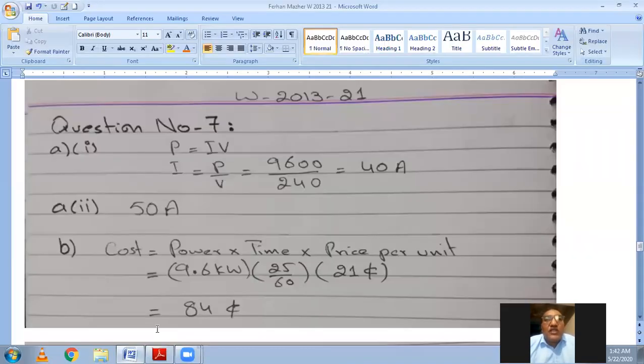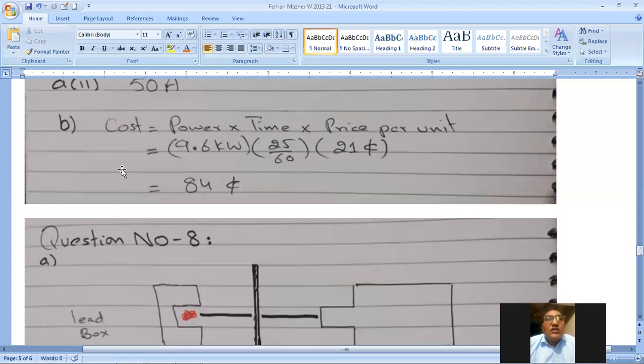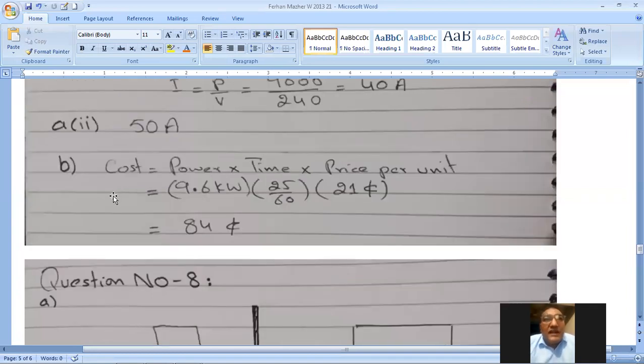I've done this on paper, let me show you. Okay, part B of the question is on your screen. Cost equals power multiplied by time multiplied by price per unit. The power is 9.6 kilowatts, the time is 25 minutes, but I will not take the time in minutes, I will convert it into hours. So I convert it by dividing 25 by 60, and you multiply it with the price of 1 unit. So the final answer will be 84 cents.